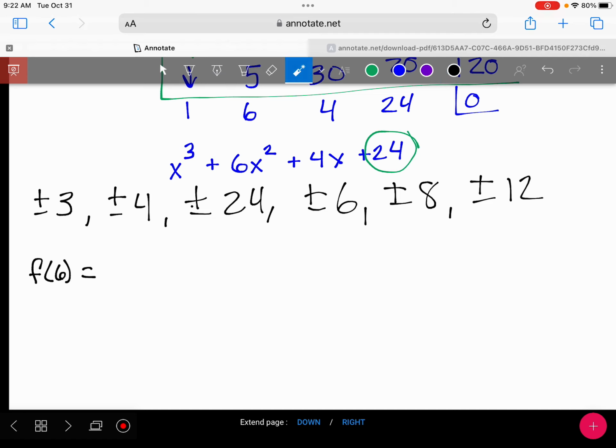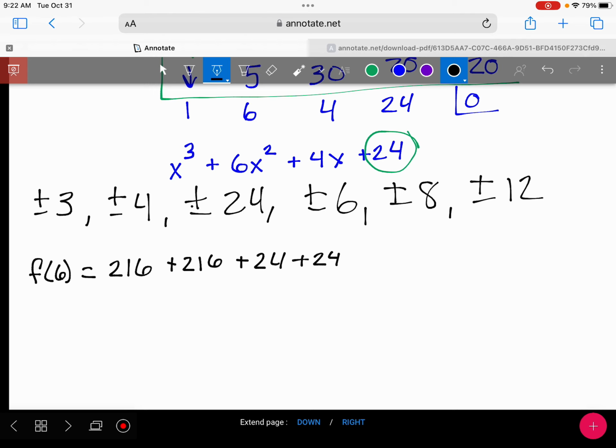And we don't have to go back up to the original formula. We can use this one here. Smaller numbers, we like that. 6 to the 3rd is 216. 6 times 6 squared, again, gives us 216. 4 times 6 gives us 24. And 24. That one is definitely not going to be 0 because those are all positive numbers.